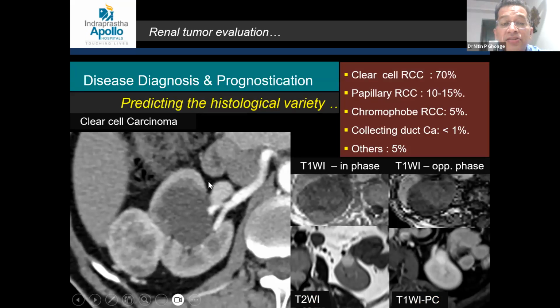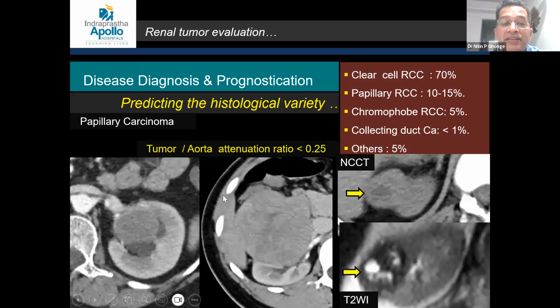CT is also useful in predicting the histological variety of a tumor. Like you can see a lesion. This is the aorta. This is the lesion. Compare the enhancement of the lesion with the aorta, and accordingly we can decide whether it is a clear cell tumor or a non-clear cell type of RCC.